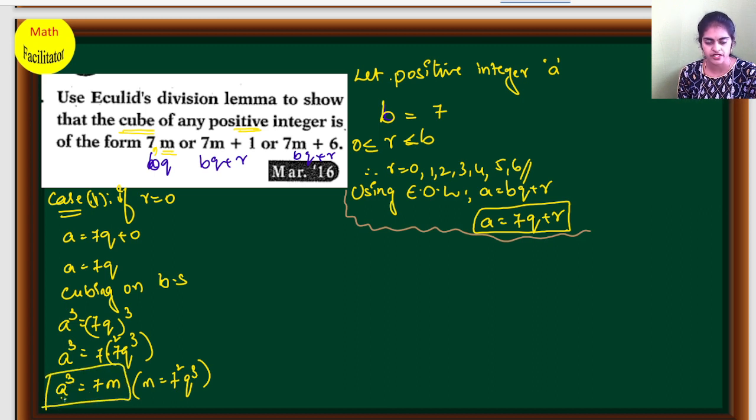Cube of any positive number. A is a positive number. Cube of the positive number is of the form 7m. So the first case is proved. Now let's proceed to the second case.